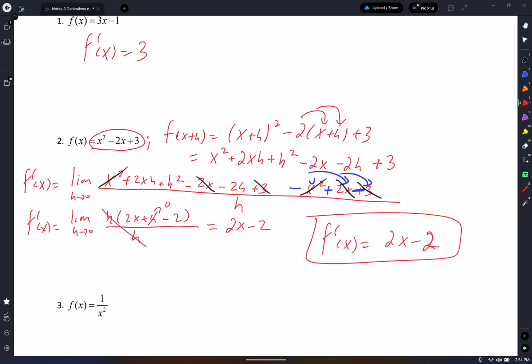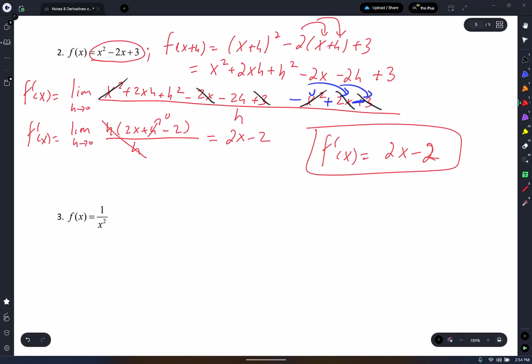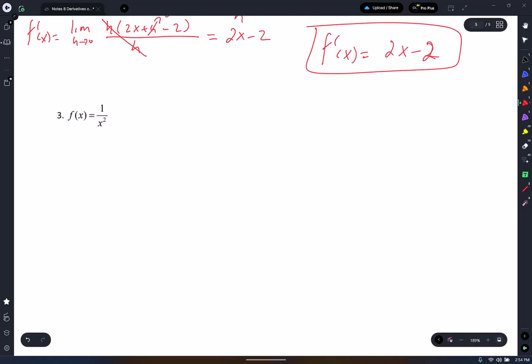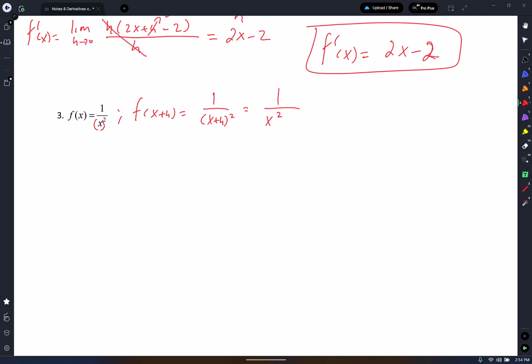How are we doing, guys? Okay, let's go to the next one, number 3. I need f of x plus h. So wherever you have an x, you're going to replace it with x plus h. 1 over x plus h, close it squared. So let's see what that is. 1 over x squared plus 2xh plus h squared.